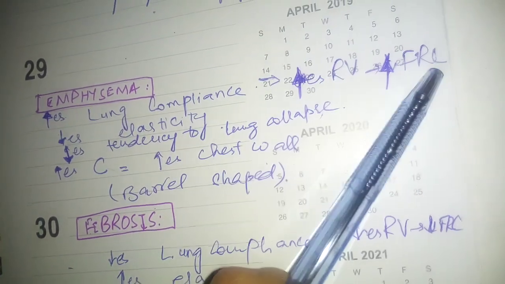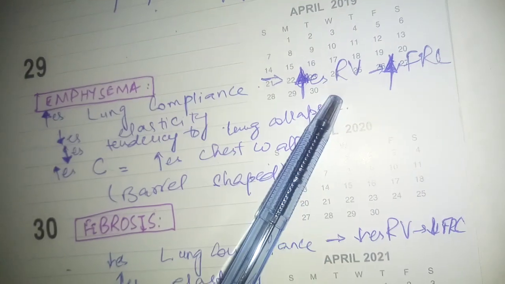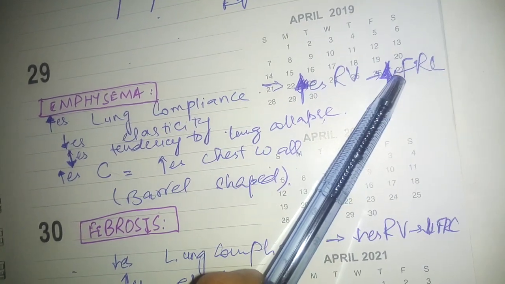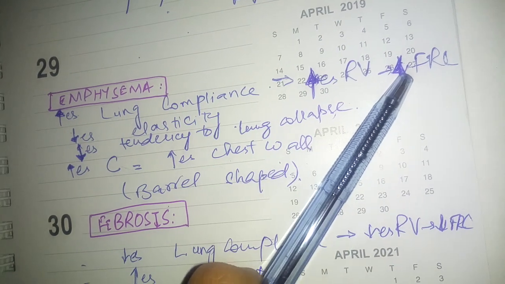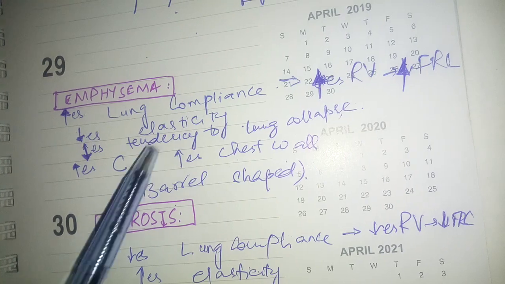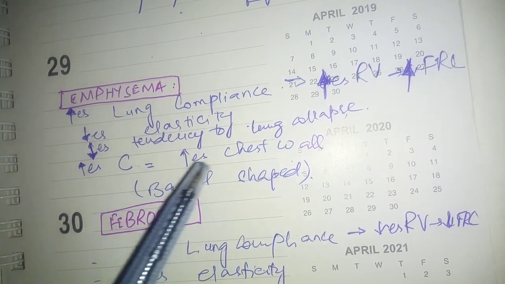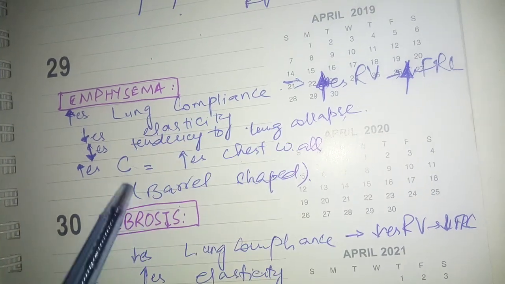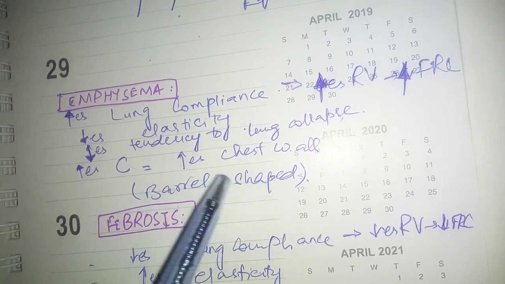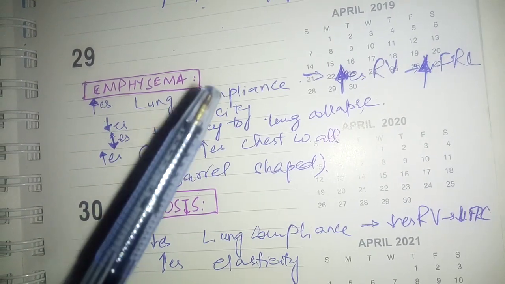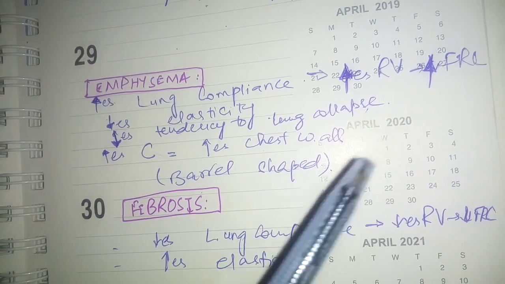And what is FRC? Residual volume plus expiratory reserve volume. So increased residual volume means increased functional residual capacity. Now increased functional residual capacity means there is decreased tendency to lung collapse. That means there is increased expansion of the chest wall, and that increased expansion of the chest wall leads to the barrel shape of the chest. That is why in emphysematous patients there is usually a barrel-shaped chest.